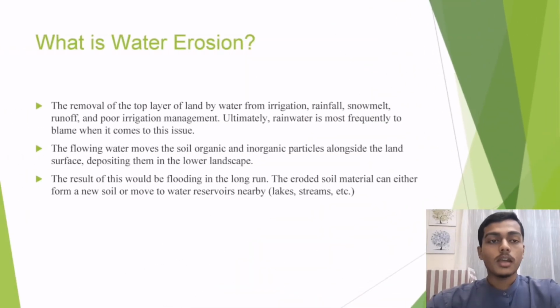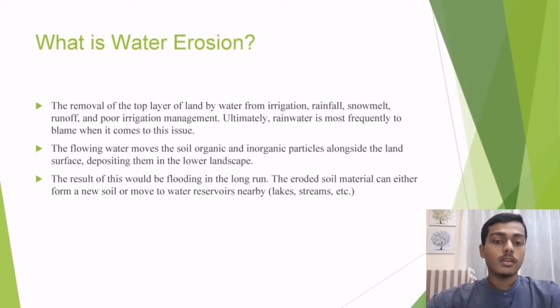Before we begin, I am going to talk about what is water erosion. Water erosion is the removal of the top layer of land by water from irrigation, rainfall, snow melt, runoff, and poor irrigation management. Ultimately, rainwater is the most frequently to blame when it comes to this issue. The flowing water moves the organic and inorganic particles in the soil along the land surface, depositing them in the lower landscape. The result from this would be flooding in the long run.